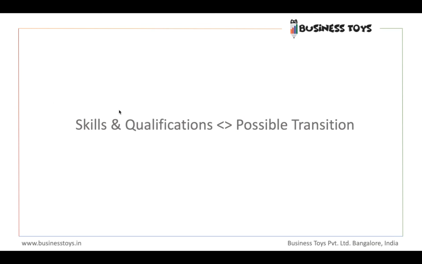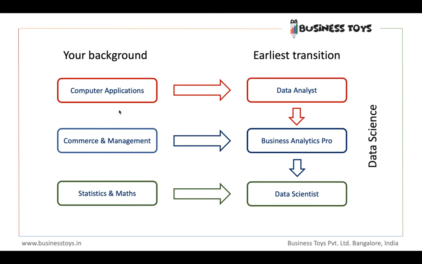Now I'll show you a map. I have prepared one career map for you, which will really help you decide what kind of profiles you should take. If you look at the left-hand side of this particular map, it talks about the domain which I've asked you. They could be computer application people, commerce and management, or statistics. And what is the immediate transition into data science you can take?